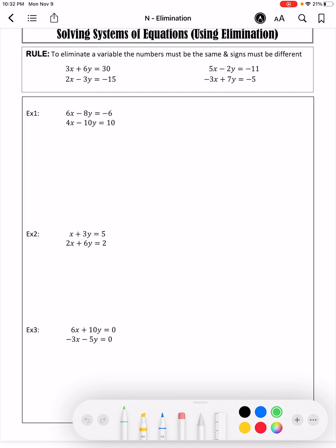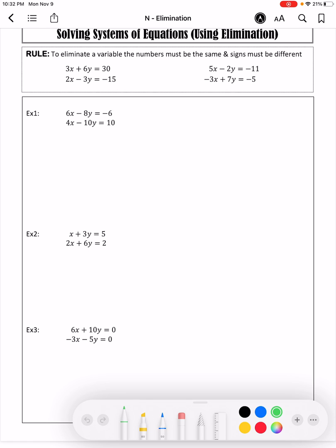Again, we're looking for an ordered pair that is the solution to these two equations. So in other words, if I were to graph them, it's the point where they would meet. That's what we're looking for, but instead of graphing, we're going to use a different process. Where it says rule, it says to eliminate a variable, the numbers must be the same and the signs must be different.